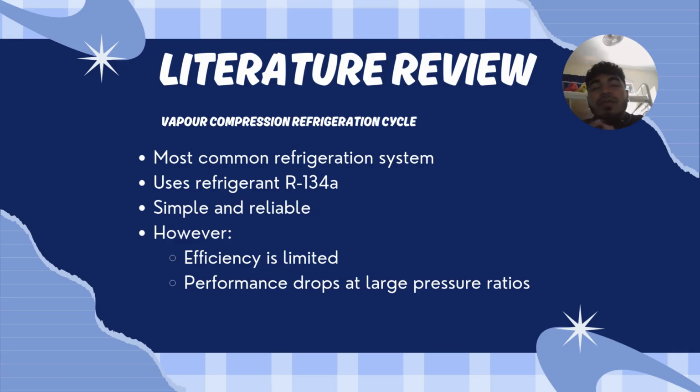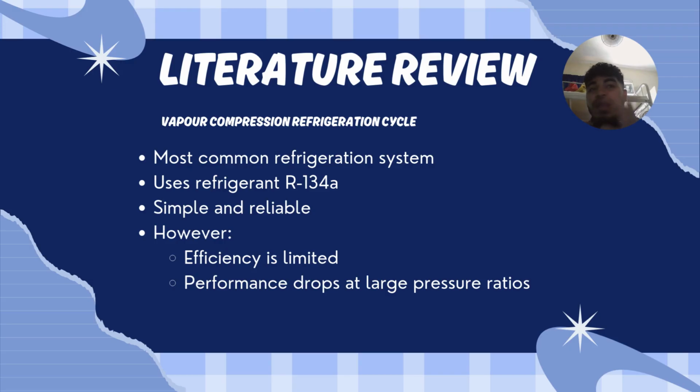So we continue with our next chapter, the literature review, the basic VCRC. Based on previous studies, the vapor compression refrigeration cycle, or VCRC, is the most commonly used in refrigeration systems. It usually uses the refrigerant R134A and operates through four main components: the compressor, the condenser, expansion valve, and evaporator.